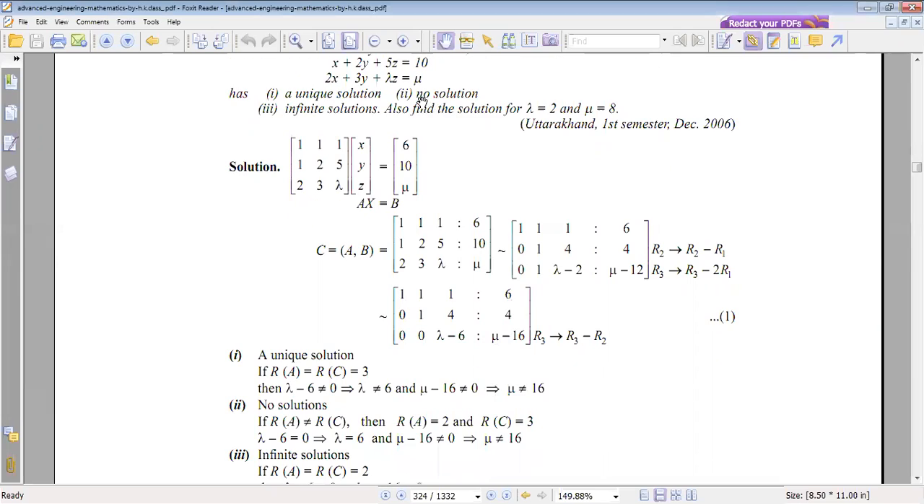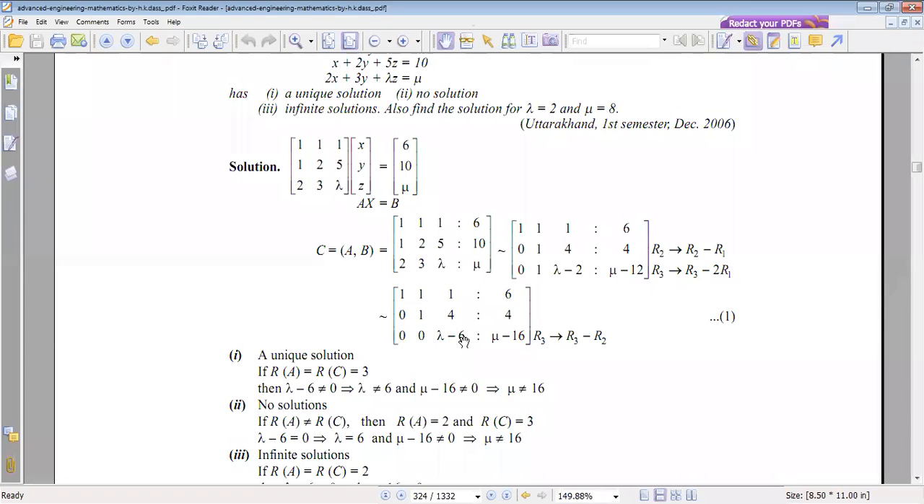Now come to the second one, no solution. Clear? No solution. So when there is no solution, the rank of A is not equal to the rank of the augmented matrix. Clear? So that means rank of A must be equal to 2 and the rank of the augmented matrix must be equal to 3.